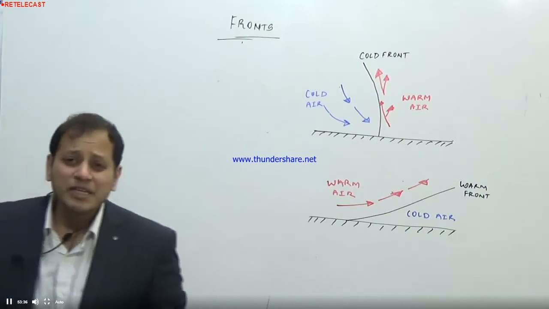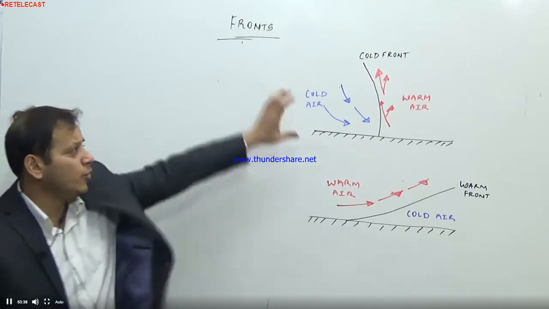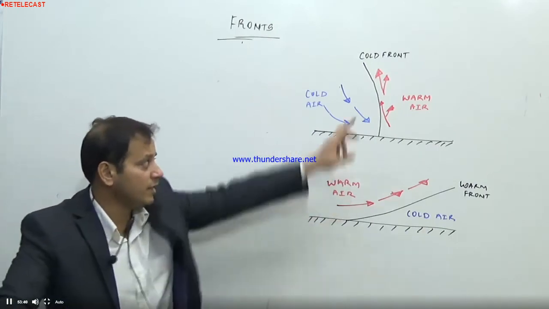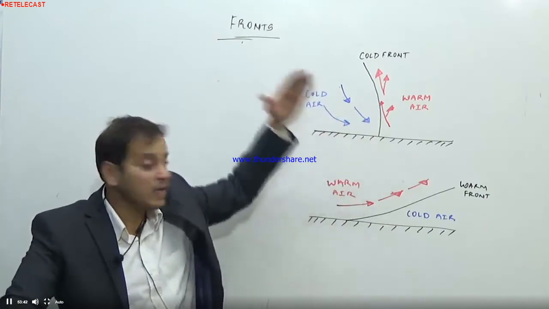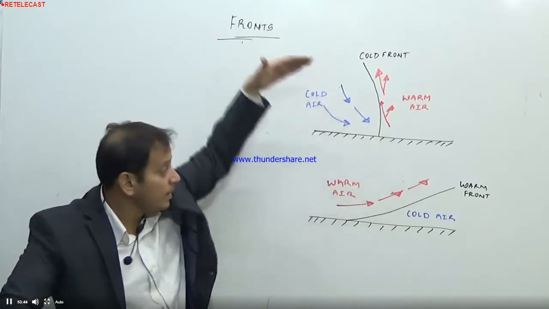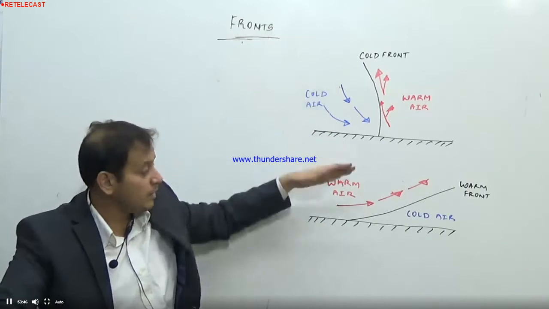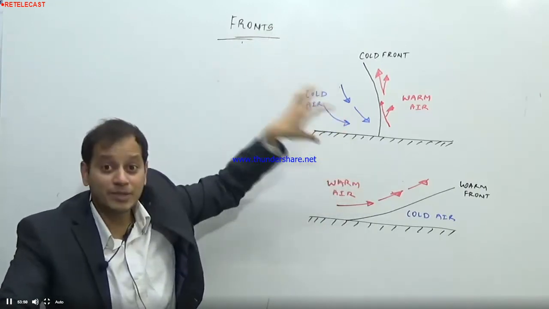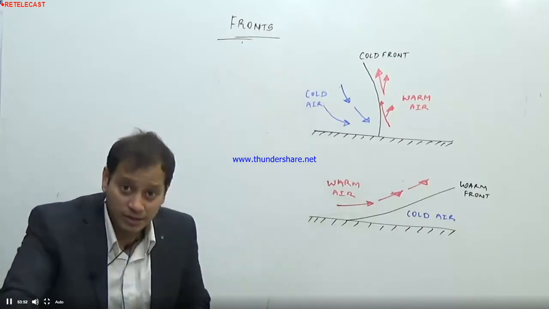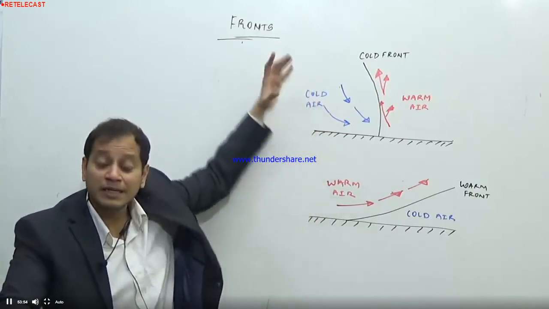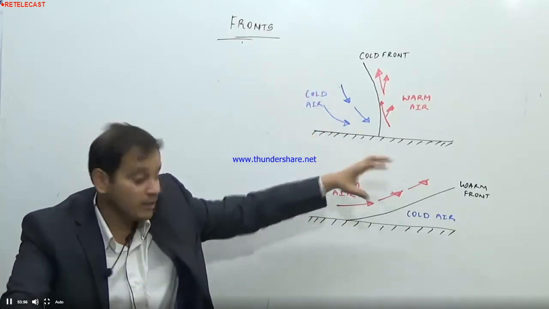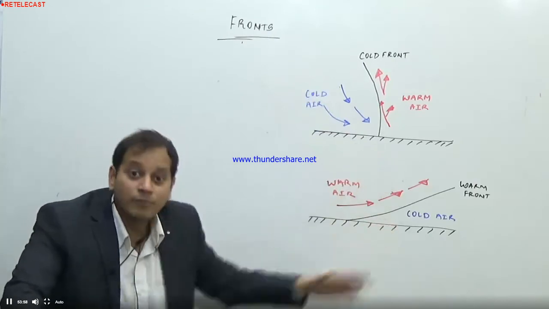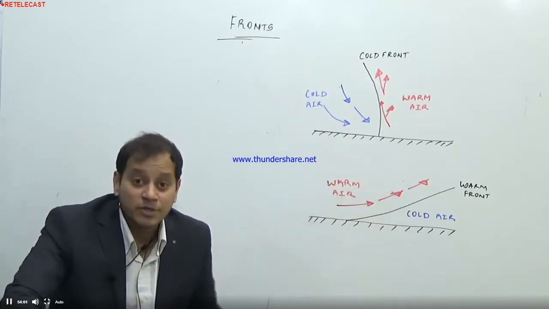So in the end, what is going to happen? Whether there is a cold front or a warm front, in both the diagrams we are seeing that the warm air is rising upwards, and the cold air, because it is heavier, is going to stay on the ground surface. So in the cold front, the cold air is voluntarily coming downwards, while in the warm front, the cold air is not displaced from its original position.